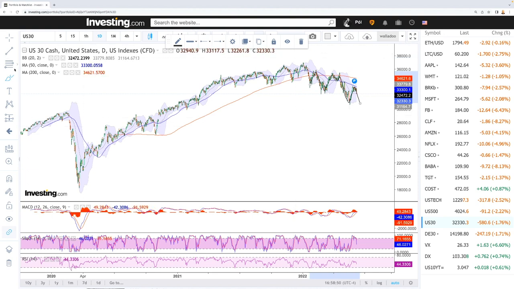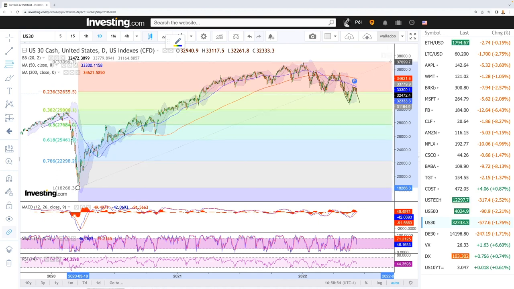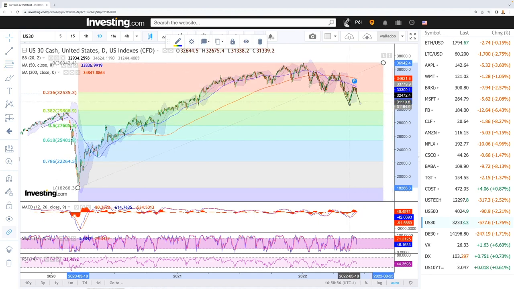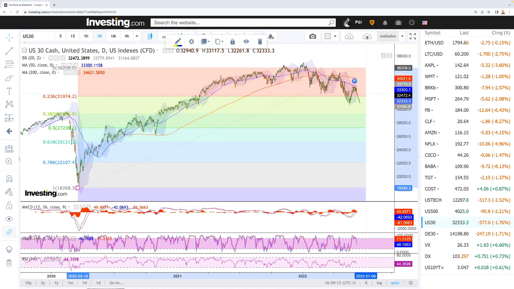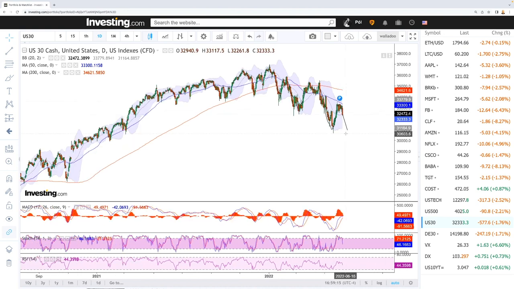If you look at the Fibonacci retracements for the Dow Jones, we can see that we haven't really tested 38.2. It's down here at the 29.8K. The 50 is down here at the 27.6K. And the 61.8 is down here at 25.3K. So Dow Jones is holding up much better than the other indices.